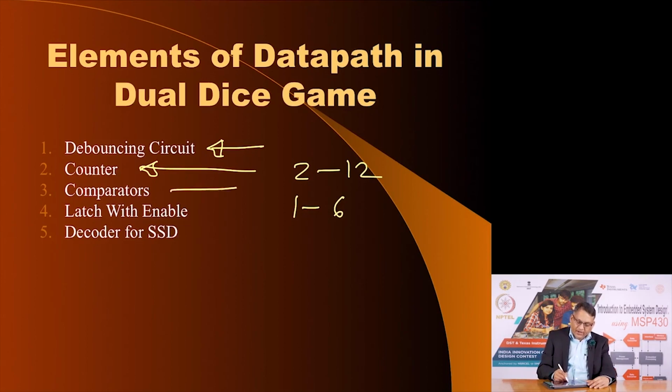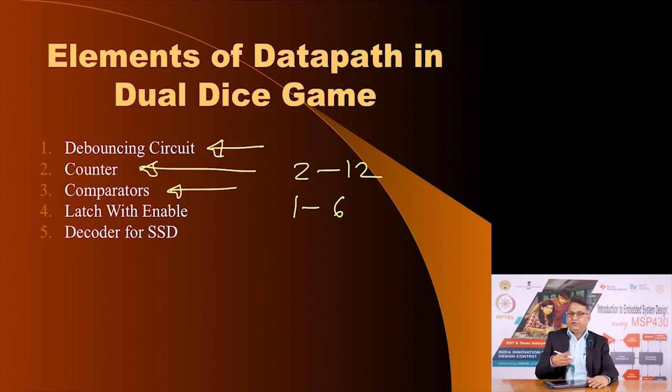You may require comparators. Why? Because now you have to decide what is my number, what is the result of that rolling of the dice. Is it 3, then you win. If it is 6, you win. If it is 2, you lose, and so on. So, that is best done using comparators, so that you know what is the result of that.